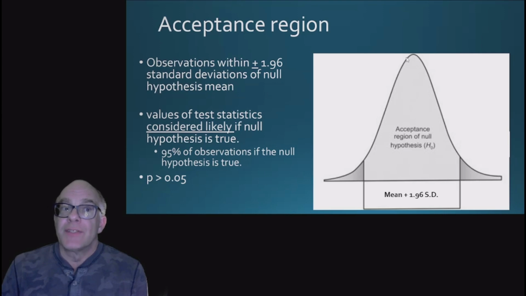And so we're looking at this central point, and then basically half of 95% above that mean, half of 95% below that mean. And we're going to say basically that if our statistics are showing us a result within that area, it is going to be considered likely if our null hypothesis is true, and this is going to correspond to a p-value greater than 0.05.